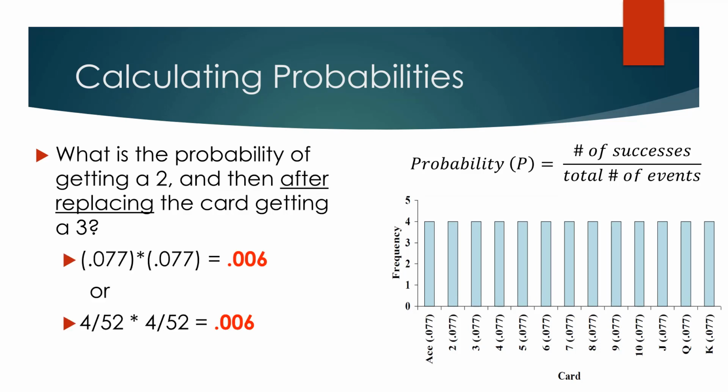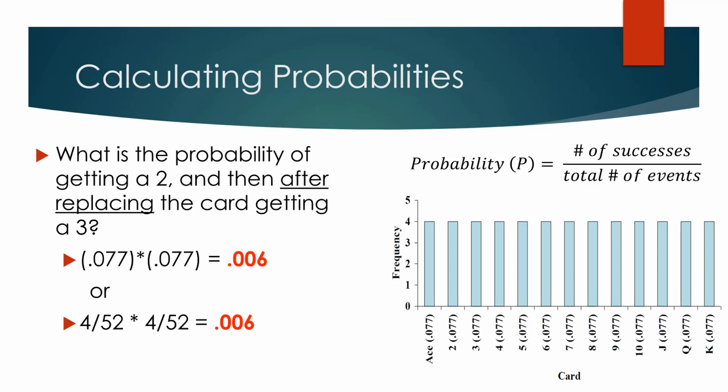Well, what you would want to do is take the probabilities and multiply them together, right? You have a 4 out of 52 chance of drawing a 2, and then also a 4 out of 52 chance of drawing a 3. So you're going to multiply those together, or you can multiply the fractions together.